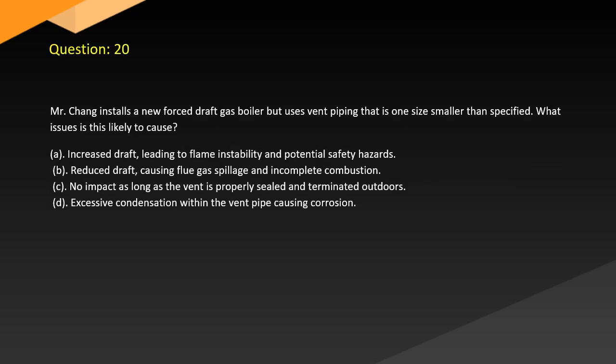Question 20. Mr. Chang installs a new forced draft gas boiler but uses vent piping that is one size smaller than specified. What issues is this likely to cause? A. Increased draft leading to flame instability and potential safety hazards. B. Reduced draft causing flue gas spillage and incomplete combustion. C. No impact as long as the vent is properly sealed and terminated outdoors. D. Excessive condensation within the vent pipe causing corrosion.